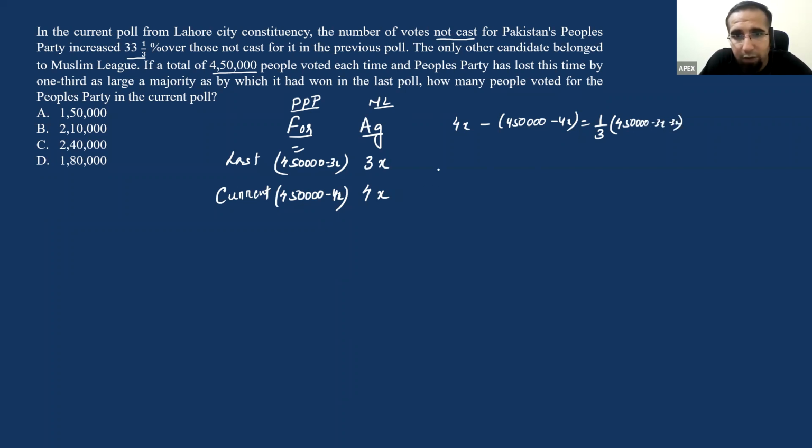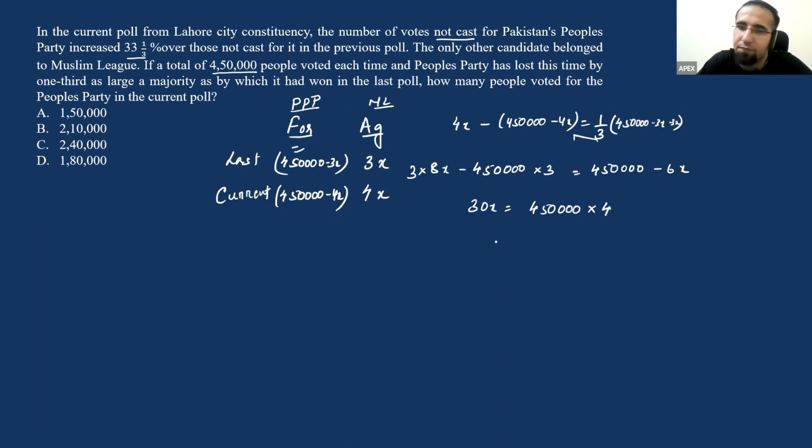Right. So if I simplify this, what do I get? I get this as 8x minus 4,50,000. And I'm multiplying by 3. Let's cross multiply by 3 across. So this is into 3 and this is into 3. And this gives me 4,50,000 minus 6x. So this is 24x plus 6x becomes 30x. 30x is equal to 4,50,000 into 4. Clear?